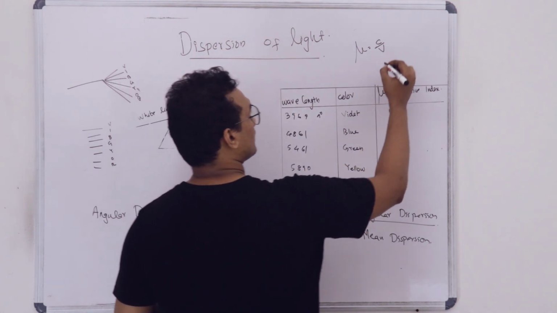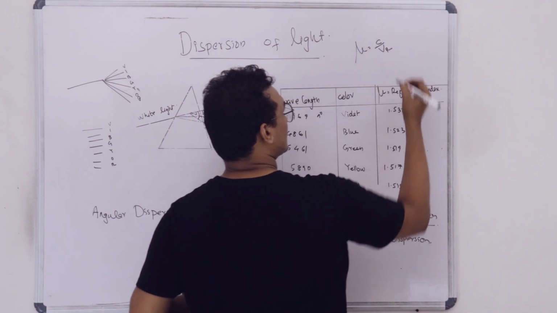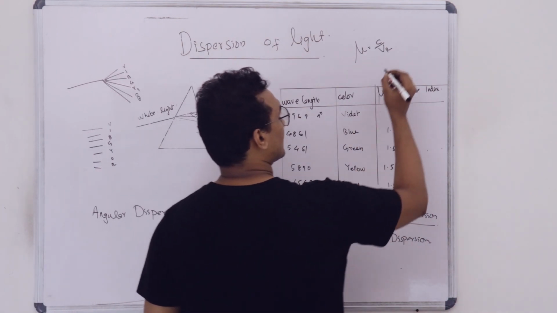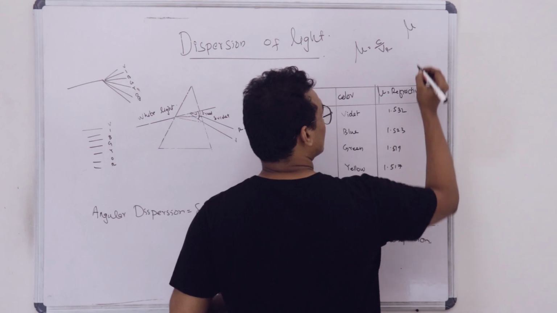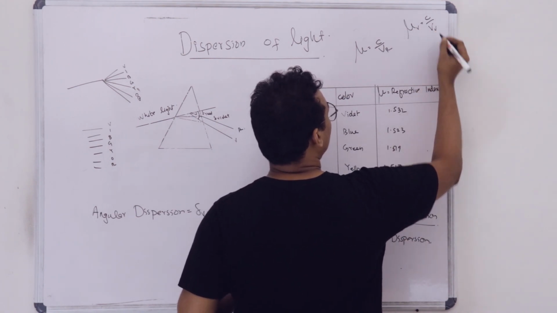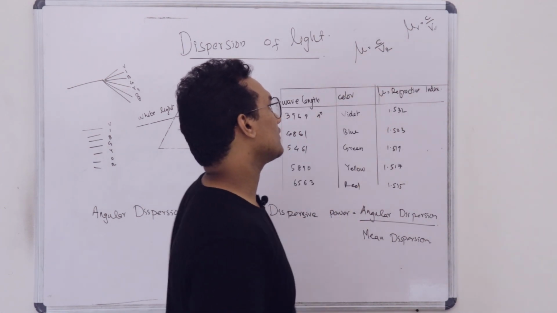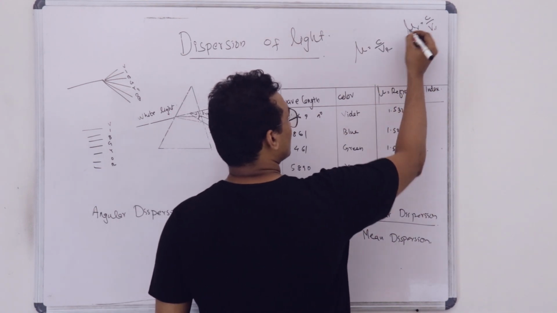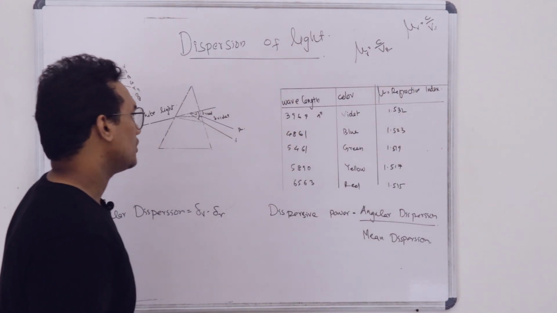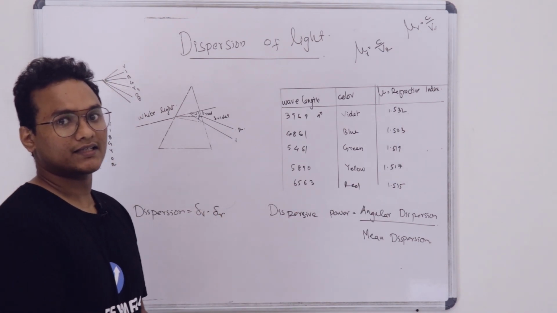So in glass, the refractive index of red color would be c by the velocity of red, and in the same glass the refractive index of violet color would be c by the velocity of violet color. See, as these two velocities are different, these two refractive indices would also be different. So this is red color, this is violet color. So what is the significance of different refractive index?